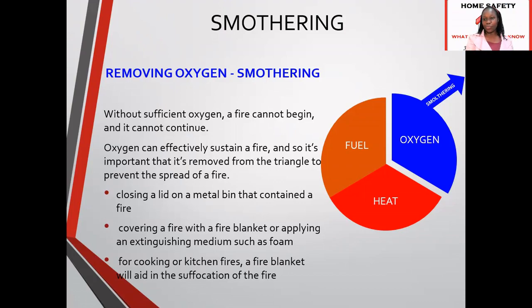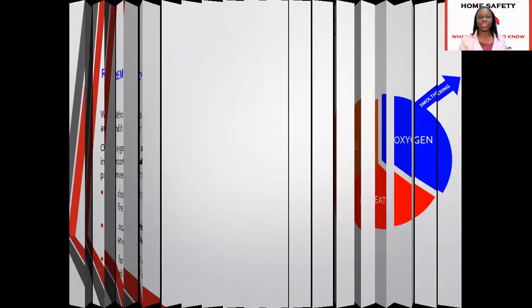Another example is covering a metal bin. Automatically we stop the air from flowing in, and we stop the oxygen from getting into the fire. So the three we have talked about are smothering, which is removing oxygen; starvation, removing the fuel; and cooling, which is removing the heat.